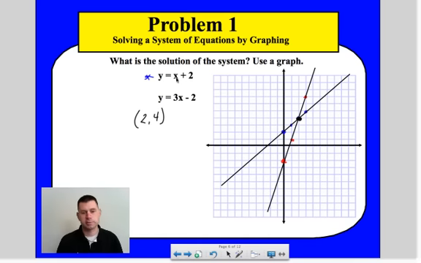Now we can check this by plugging in. 2 plus 2 is 4. So we plugged in 2 and we got out 4. Plug in 2 here. 3 times 2 is 6, minus 2 is 4, which is what our y-coordinate is. So it checks out. Make sure though that you give me your answer. Don't graph it and say, hey, it's right there. I want to make sure you know what that coordinate is, that you know that's where it crosses. So make sure you write down 2, 4 as a coordinate.